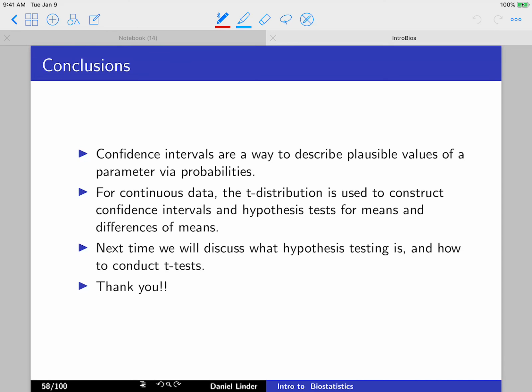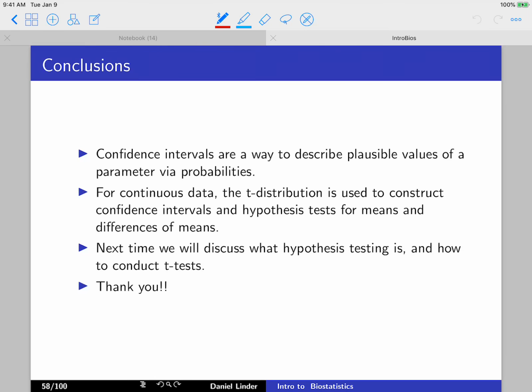So, conclusions for this lecture. This was an introduction to confidence intervals, and confidence intervals are usually one of the most natural starting points when we start talking about inference. Essentially they're intervals that describe plausible values for the particular parameters that we're interested in. In the previous slides we've talked about the mean as being the primary focus, but you can form confidence intervals for parameters other than means.